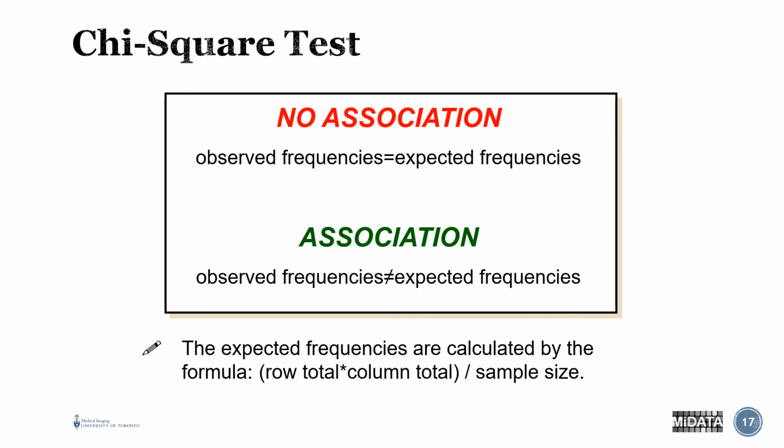And so when you perform a chi-square test, no association would mean that the observed frequencies equal the expected frequencies. Whereas an association, very simply, means that the observed frequencies do not equal the expected frequencies. Now, just so you know, you don't have to do any calculations by hand, but the expected frequencies are simply calculated by the formula: the row total times the column total for that cell, divided by the sample size.